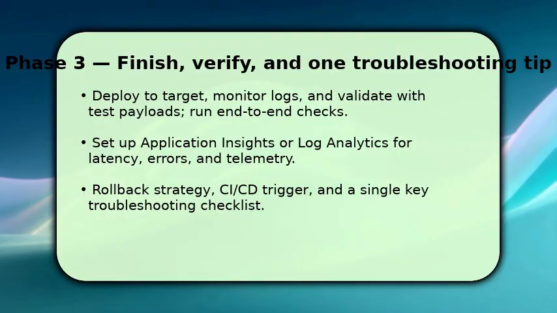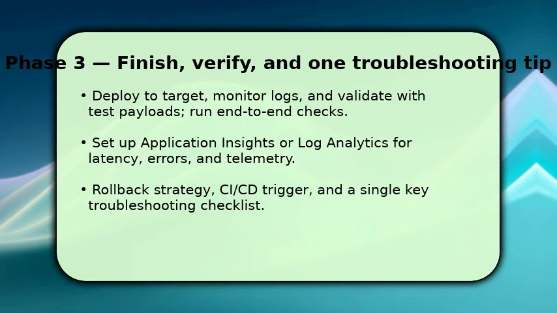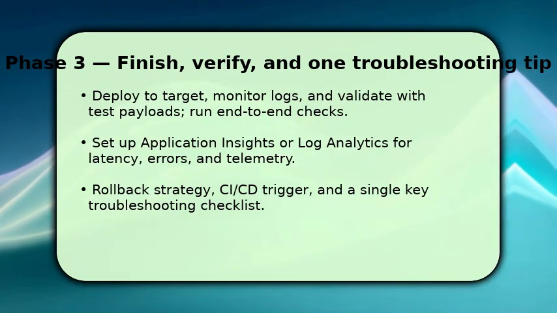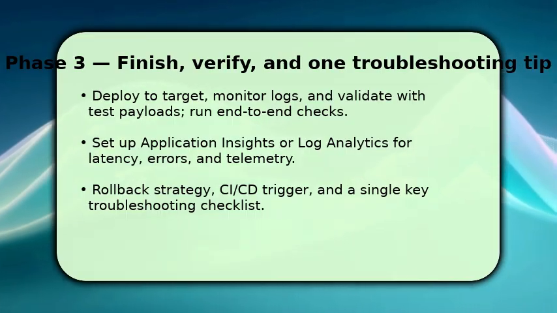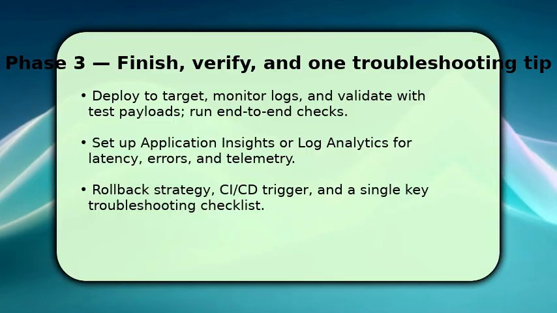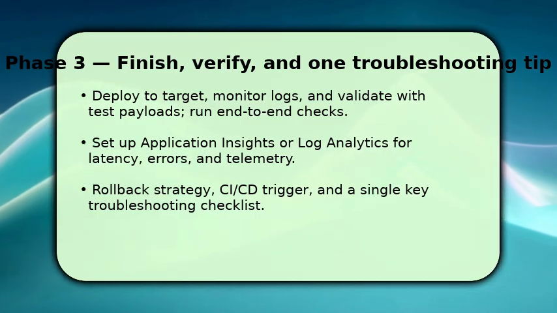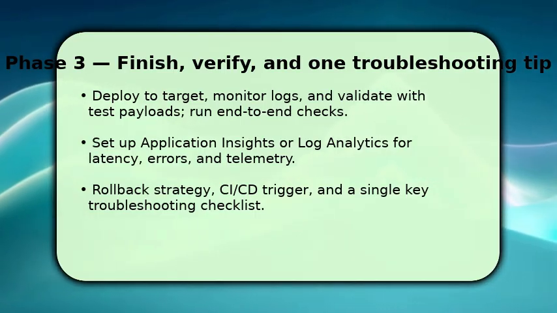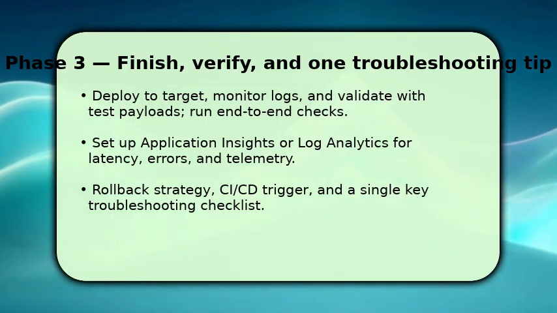Make sure logging and telemetry are enabled via Application Insights or Log Analytics so you can track errors and performance in real time. If something goes wrong, roll back to the previous model version and inspect container logs, resource quotas, and GPU availability. These are the most common causes. Finally, automate deployment with CI/CD, so future releases are repeatable and auditable.